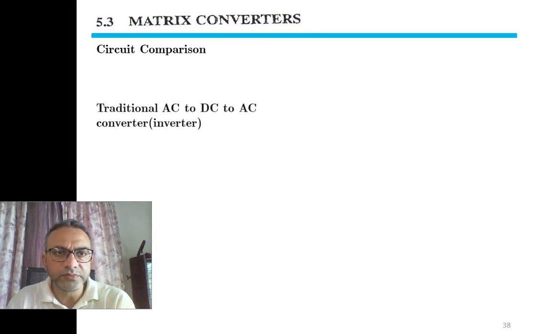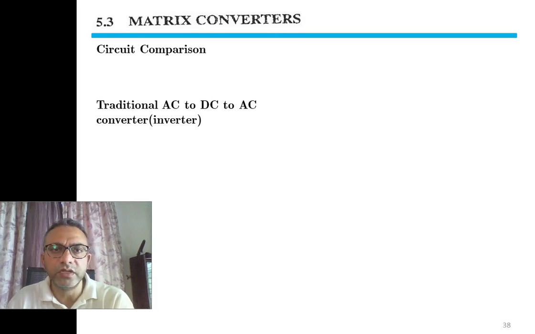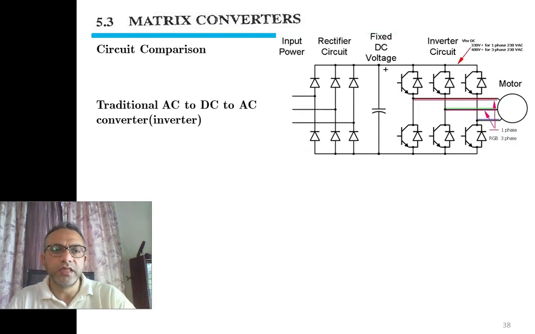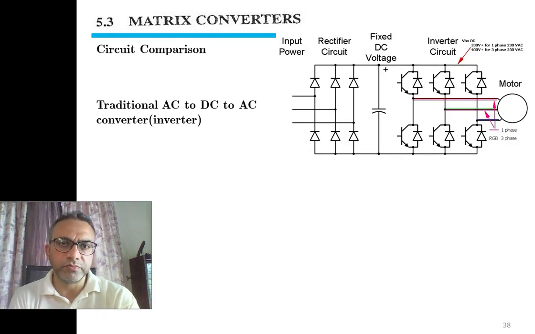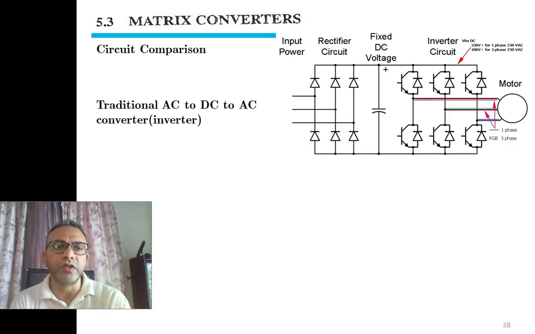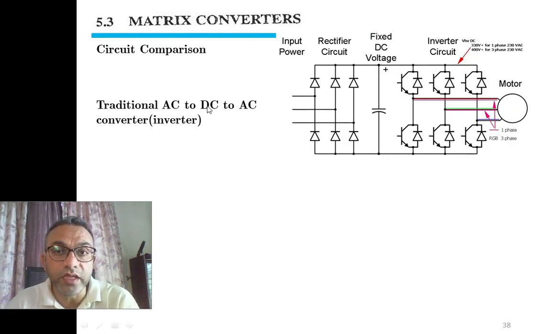Circuit comparison. First comes the traditional AC to DC, then DC to AC converter. Here is our traditional AC to AC converter. How are we converting AC to AC? First of all, we convert AC to DC and then convert DC back to AC. However, the output AC has variable voltage and variable frequency.